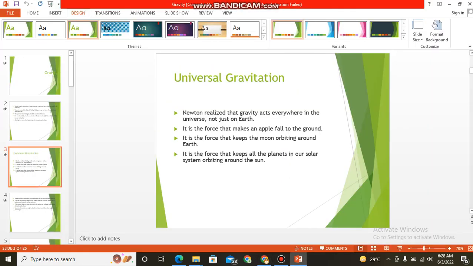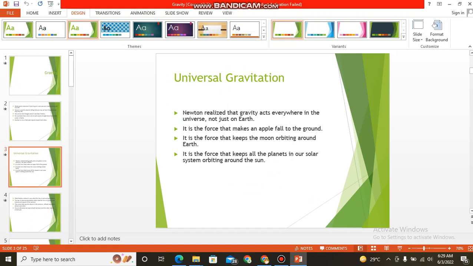Newton realized that gravity acts everywhere in the universe, not just on the Earth. There are many galaxies in the universe, and gravity is everywhere. It is the force that makes an apple fall to the ground, and it was given the name gravity.